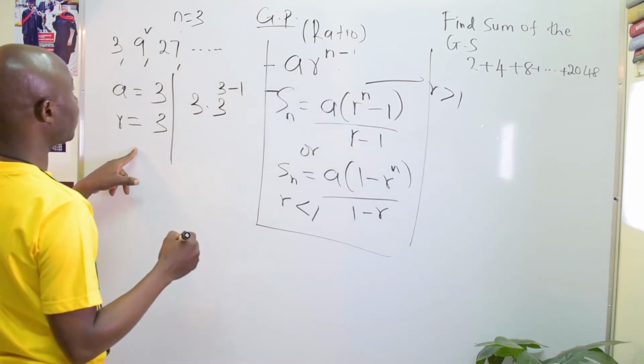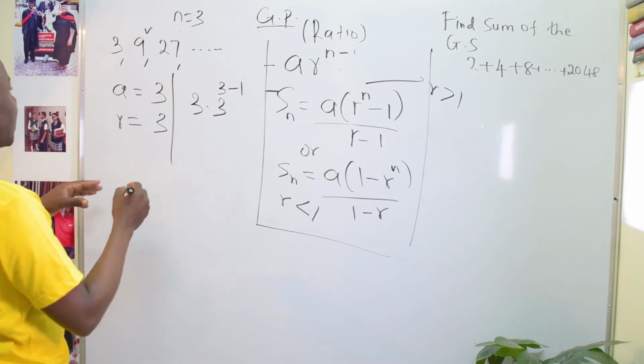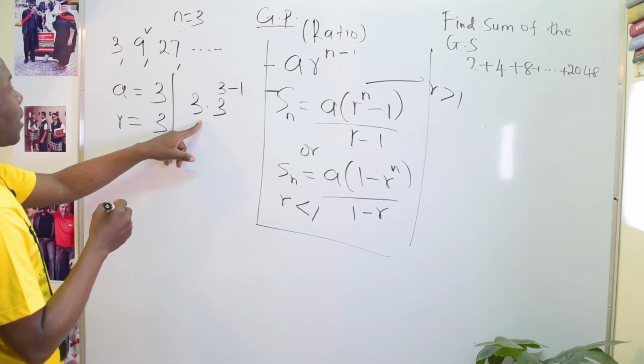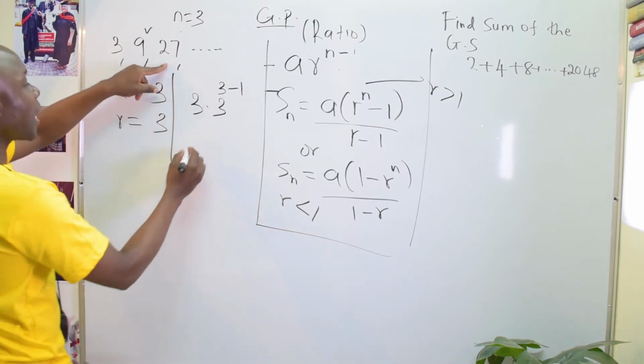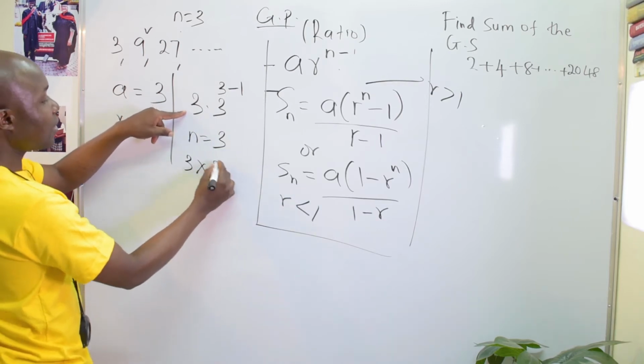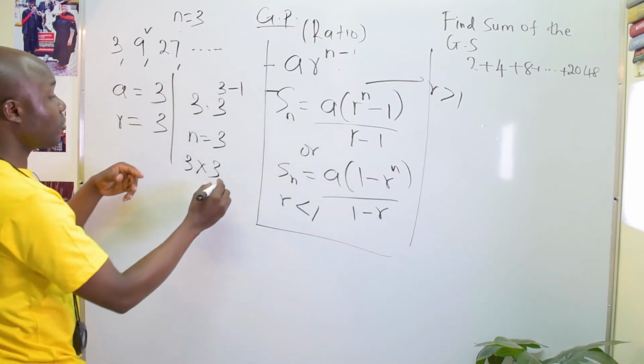So I take 3 minus 1. Yeah, if we use the a r into n minus 1. Now which term are we looking for here? We are looking for the third term. If I take my n to be 3, so you pick this 3 times 3, 3 minus 1 is 2, so 3 squared.